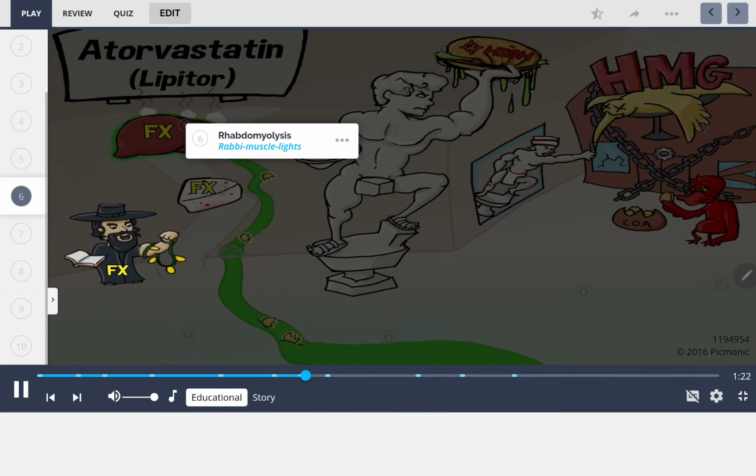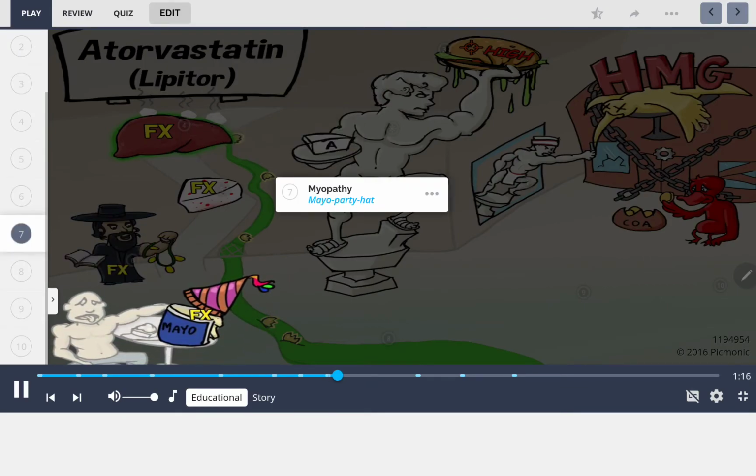Another more severe problem is rhabdomyolysis, the rabbi muscle with lights. This occurs if myopathy persists, shown by the Mayo party hat, which is injury to the muscle tissue, leading to symptoms such as diffuse or local muscle aches, weakness, and tenderness. If this side effect occurs, serum creatine kinase, CK levels will be increased.